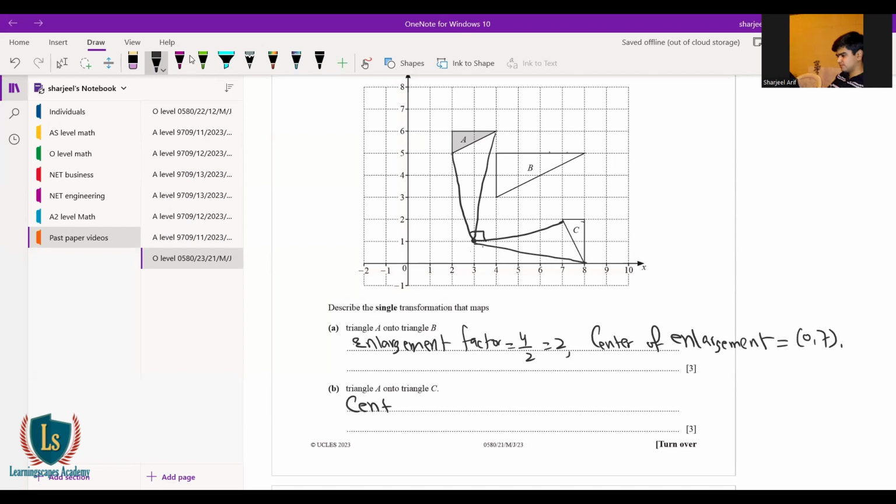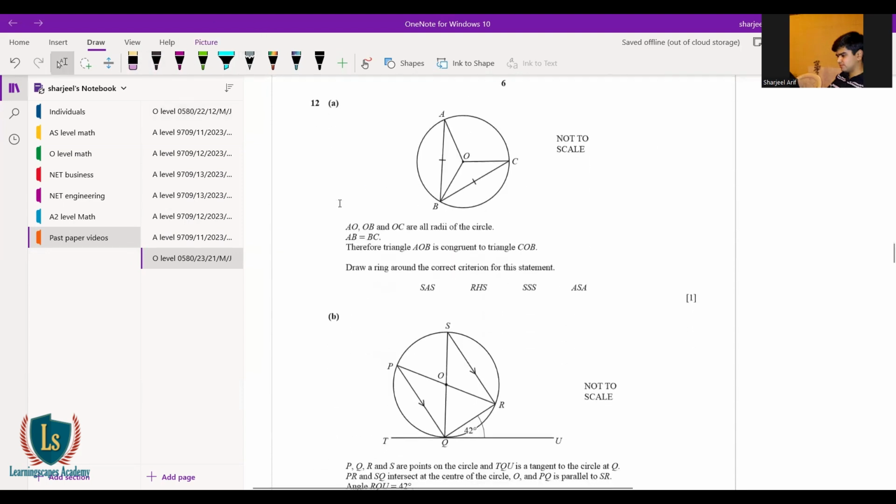You can use your compasses to solve it. So center of rotation is 3, 1, and it's a clockwise rotation of 90 degrees. Okay. Now for question number 12.